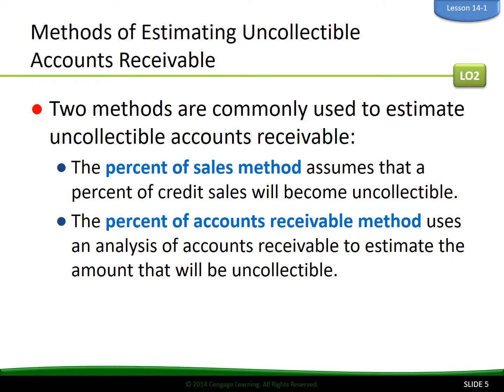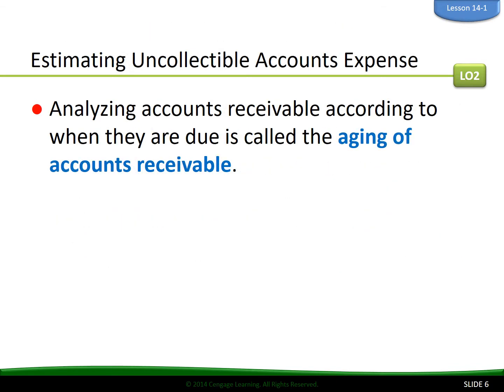Two methods are commonly used to estimate uncollectible accounts receivable. They are the percent of sales method, which assumes that a percent of credit sales will become uncollectible, and the percent of accounts receivable method, which uses an analysis of accounts receivable to estimate the amount that will be uncollectible. The aging of accounts receivable is analyzing accounts receivable according to when they are due. That's aging of accounts receivable, analyzing accounts receivable according to when they are due.